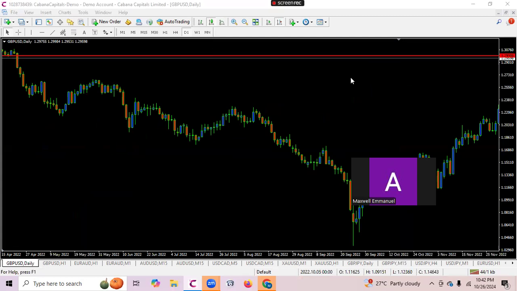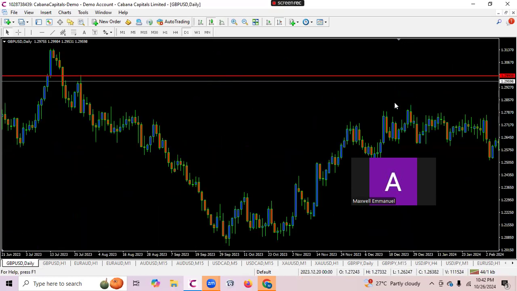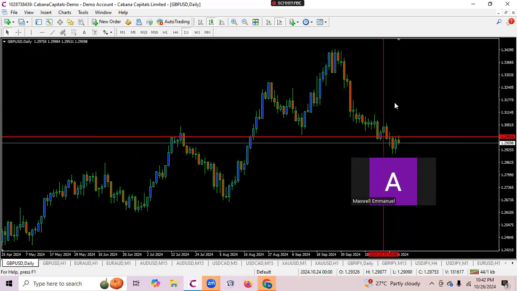Let's confirm that. Okay, so let's see what we had on a daily. So you can see what we had on a daily last week. Price tested this resistance, on support, bullish candlestick formed.